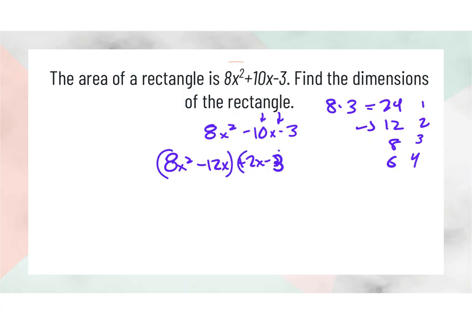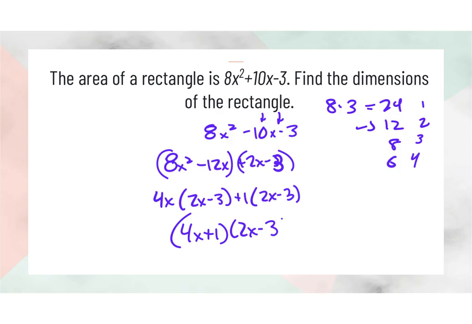So parenthesis, parenthesis. So pull out a 4x. I'm left with 2x minus 3. Pull out a 1, 2x minus 3. So when I put those together, there's the dimensions of my rectangle.